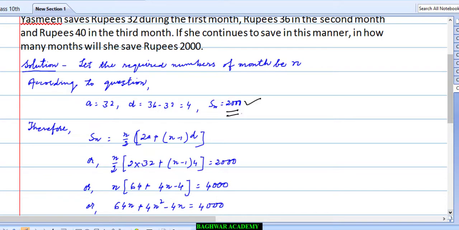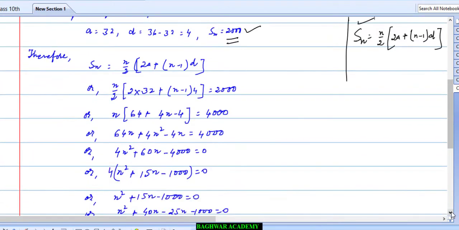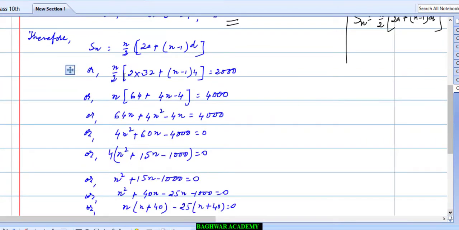Now we have the same old formula, Sn is equal to n by 2 into 2a plus (n minus 1) d. So here Sn has been given, Sn is 2000 rupees, n we don't know, a has been given, and d we have found out 4. All the values are required to be put in the formula. So we have put n by 2 into (2 into 32 plus (n minus 1) 4), and that is equal to 2000.